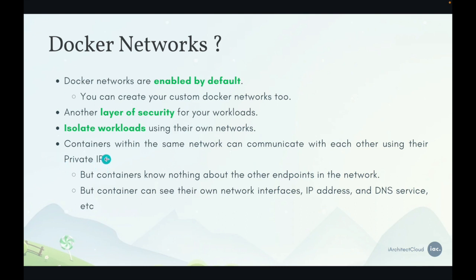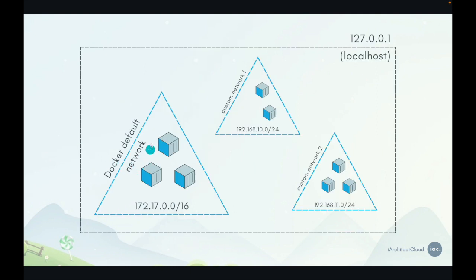Containers within the same network can communicate with each other using private IPs. As an example, in this Docker default network, you can see three containers. These containers can communicate with each other using their private IPs.